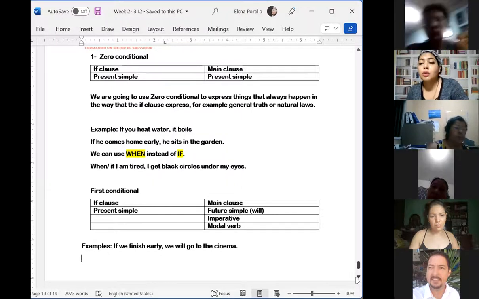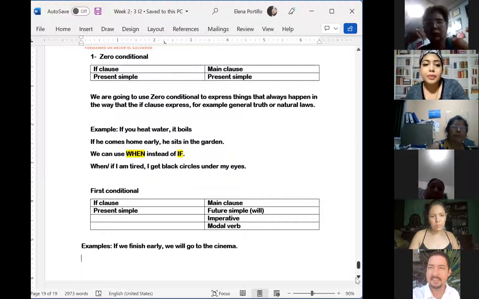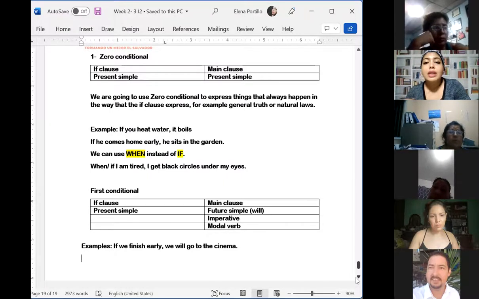The thing with this kind of sentence is that we are going to use the zero conditional to express things that always happen in the way that the if clause expresses. For example, general truth or natural law. So in this case, we are going to talk about something that is true, something that has maybe evidence that it's going to happen. If the if clause has that action that is going to happen, the main clause is going to have that action that is happening. And we have the example: if you heat water, it boils. That is something that we already know.